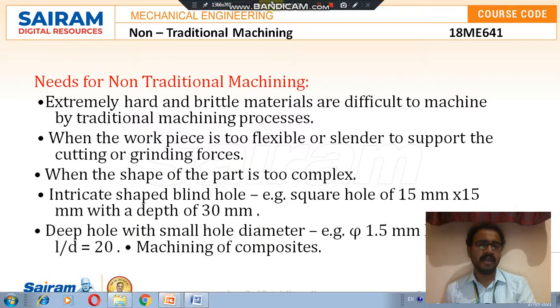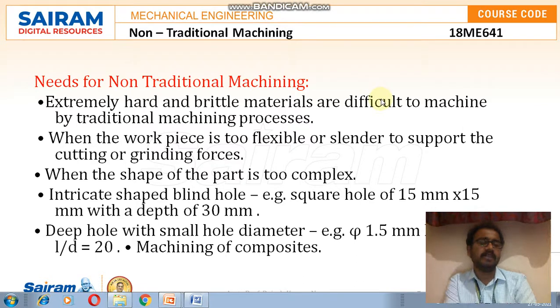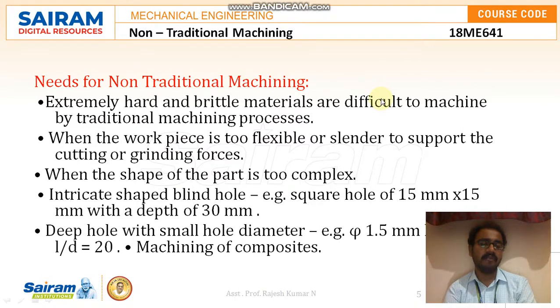So needs are very, very important. Why do we need to go with the non-traditional machining process when we already have the conventional machining process? In the conventional machining process, extremely hard and brittle materials are difficult to machine, so that is the major reason for moving to the non-traditional machining process.